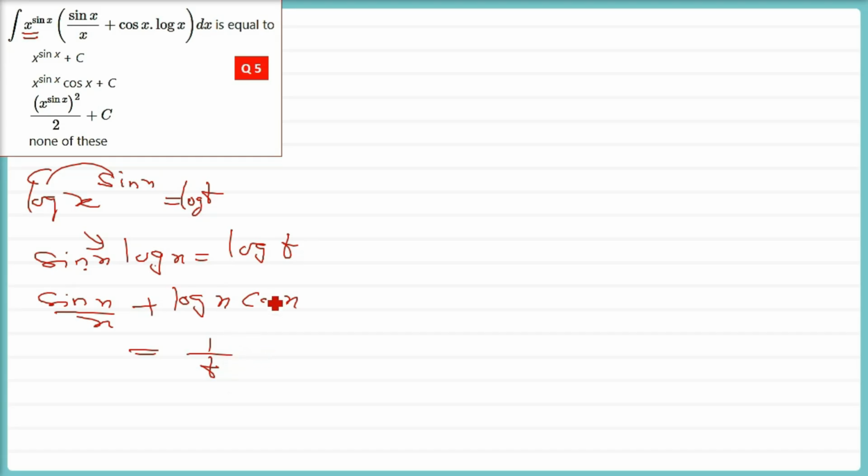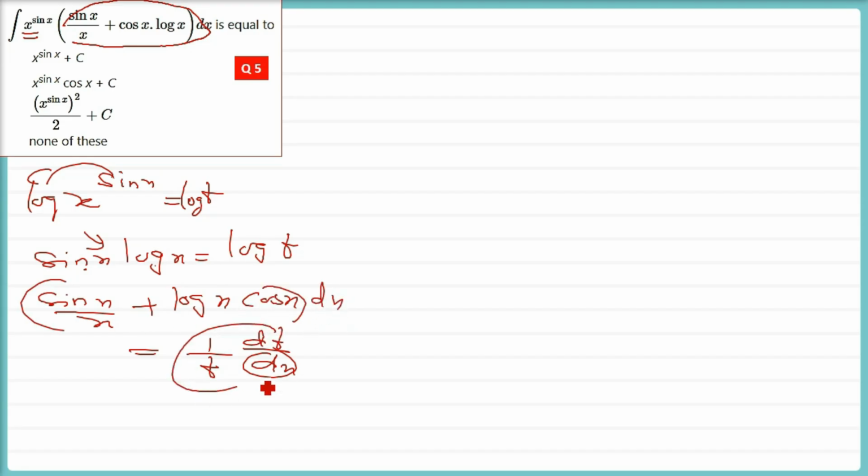Alright. Now, this is dt by dx, because log t is 1 by t. Then you have to write dt by dx also, because log has t inside. You have to differentiate that also. Now, do you see here? sin x by x plus cos x log x is already there on the left. We have just done it. So take this dx on the left, dt by t is simply this whole expression which I circled. So the integration will become something like this.